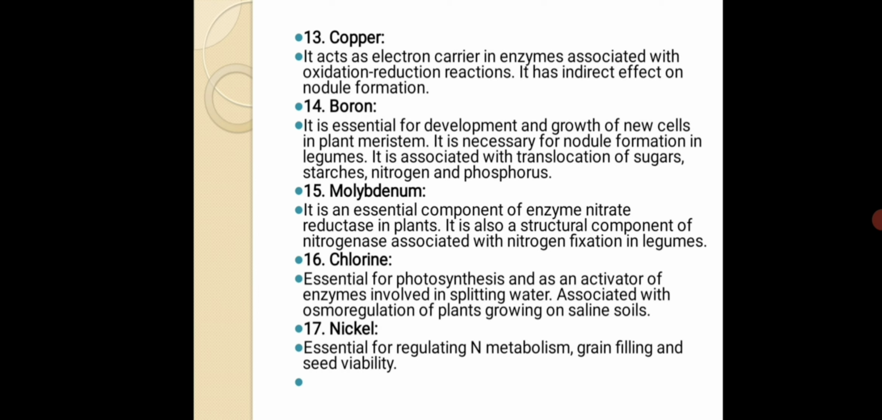Then copper, it acts as an electron carrier which transfers electrons in oxidation reduction reactions. Then boron is essential for development and growth of new cells. Without boron, the new cells become dry and the plant will not grow. Then molybdenum, an essential component of the enzyme nitrate reductase in plants. Then chlorine, essential for photosynthesis, and it is an activator of enzymes in splitting water. Nickel is essential for regulating nitrogen metabolism, grain filling, and seed viability. If there is a deficiency in nickel, the grain filling and viability of the grain is not good.